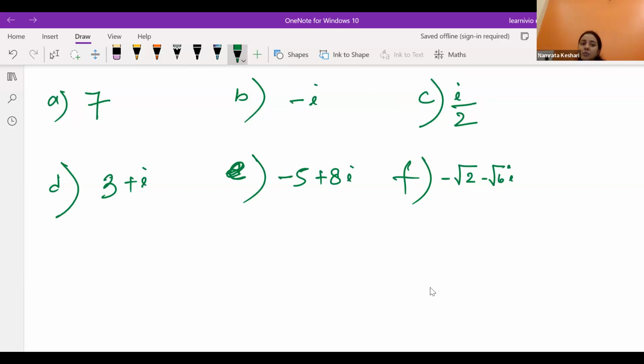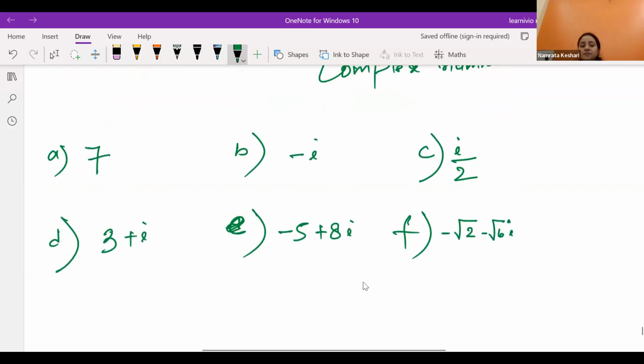Quick, quick, quick, tell me. Number A, real and imaginary part. Yes, Ali and Alina. Ma'am, can you minimize it a little? I didn't see the question.